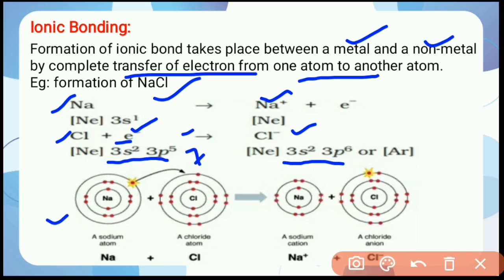See in this picture, in the sodium atom the valence shell has 1 electron and in the chlorine atom the valence shell has 7 electrons. So the sodium atom completely transfers its electron to the chlorine atom. After transferring, sodium has 8 electrons in its valence shell and acquires a plus charge, and after gaining 1 electron chlorine completes its 8 electrons in its valence shell and acquires a negative charge and forms an ionic bond.